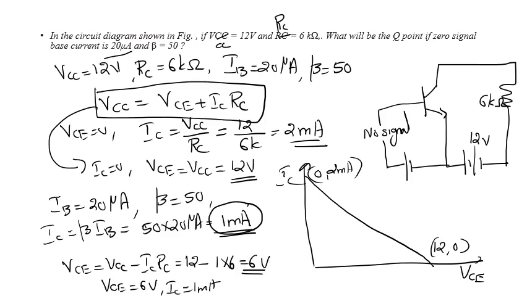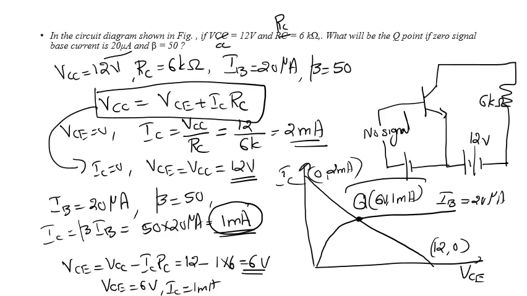So in this curve, if you draw the curve corresponding to IB equal to 20 microampere, this point of intersection is our Q point, and that Q point value is given by 6 volt and 1 milliampere. So the answer is 6 volt and 1 milliampere are the corresponding Q point in the question.